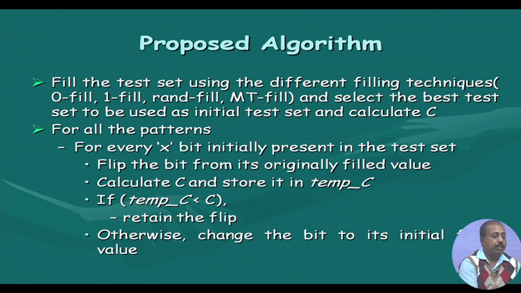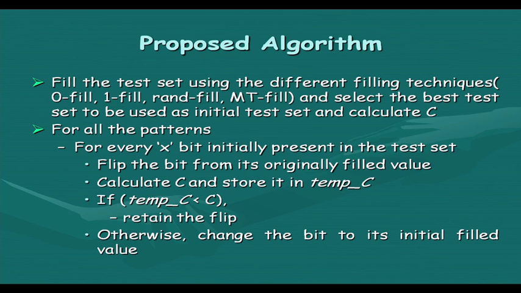So, the algorithm that is used is some sort of bit flipping. It says that we have a particular don't care bit in the test pattern set. We will try to flip it and see whether its effect is reducing the criticality value or not.